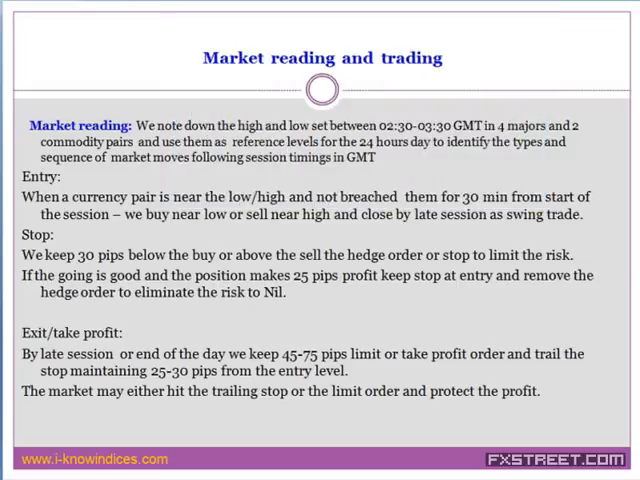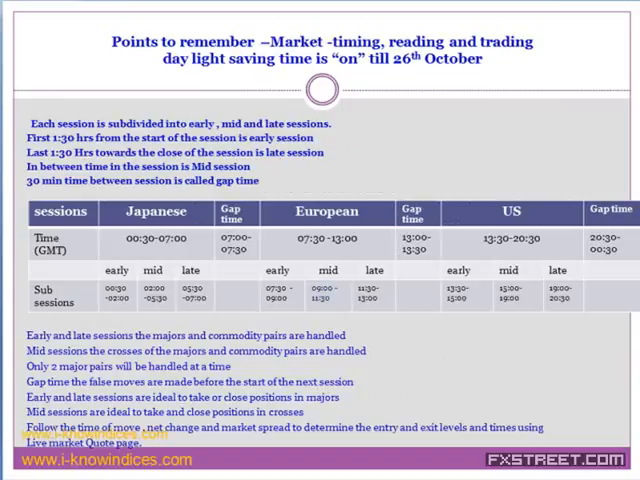Now, coming to the market timings. These are the three sessions of the market: Japanese, European, and US. Each session is subdivided into early, mid, and late sessions. The early and the late sessions handle the majors, and the mid sessions handle the crosses. In between the sessions, you come across the gap time, which is used to make stop-ins or false moves.